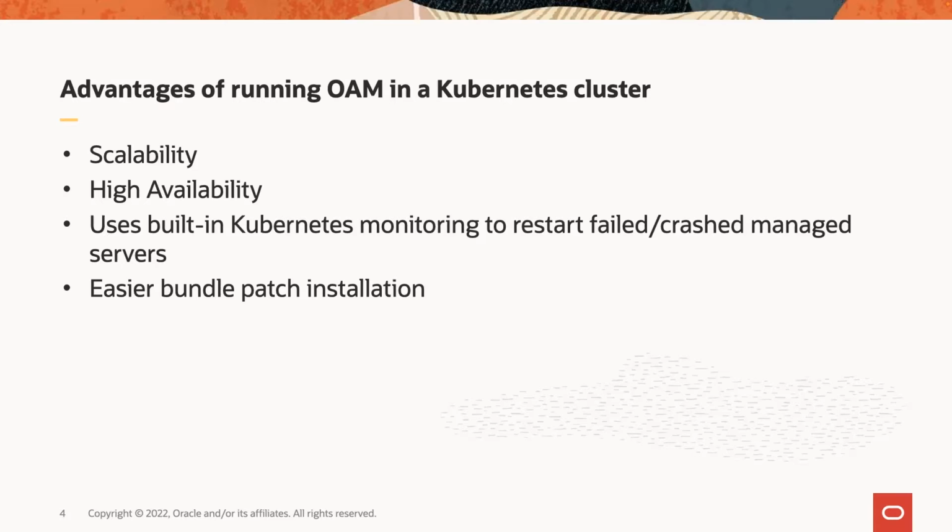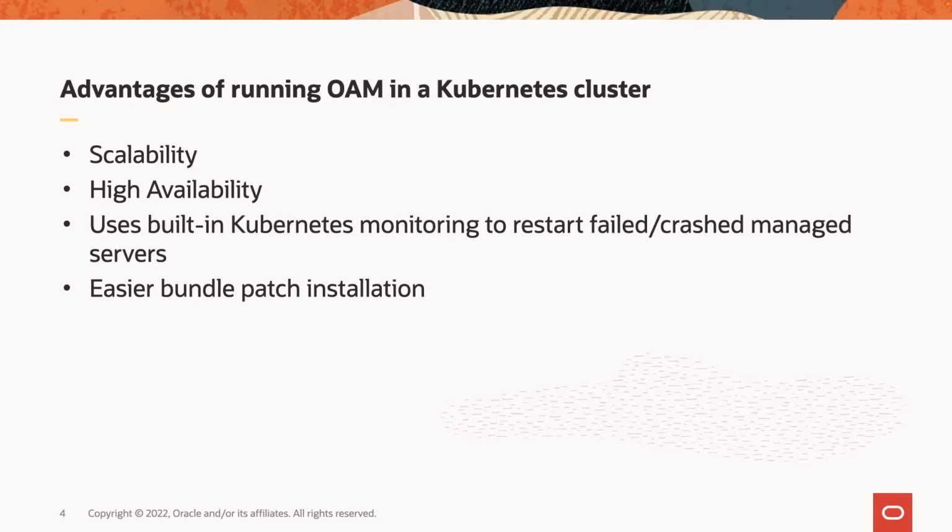Secondly, high availability. Traditional non-Kubernetes clusters rely on external load balancers to route requests to an available OAM managed server. When using a Kubernetes cluster, that is handled internally within Kubernetes itself. Requests are routed to the Kubernetes services, and Kubernetes will then decide how to route the request internally. If a managed server is down, Kubernetes will detect that and route requests to other managed servers automatically.